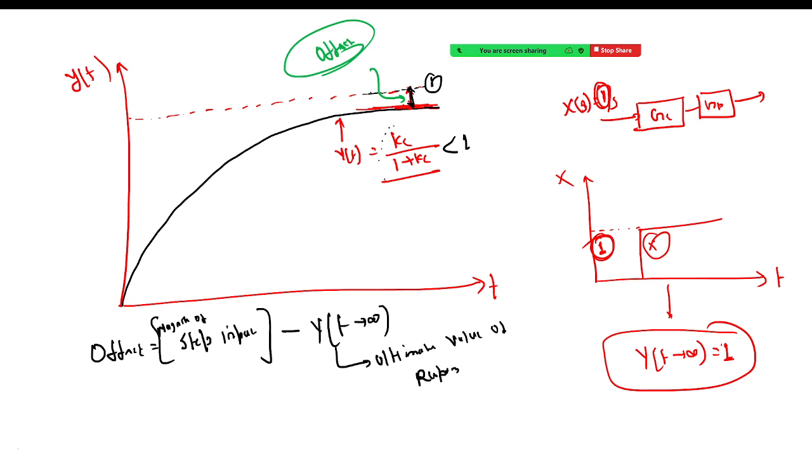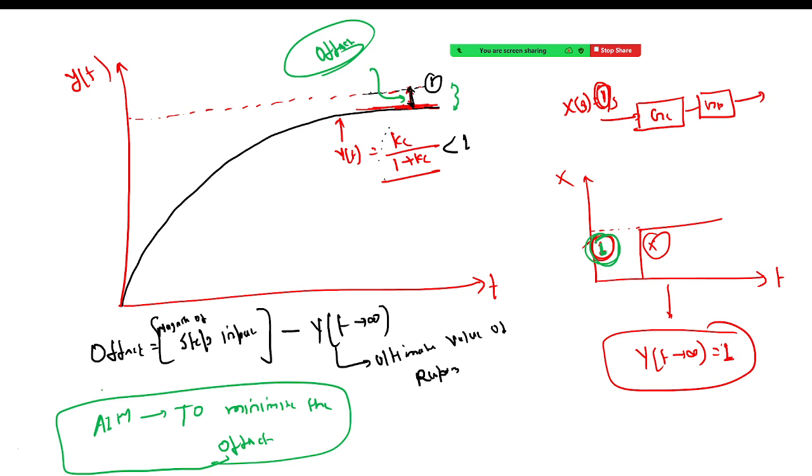So the thing is that our aim is, however much we change the step input, we should get that much output also. So our aim should be to minimize the offset, right? We will learn later on how we can minimize the offset. But right now, just try to understand how we can calculate the value of the offset, right? So now I have defined the offset here: the offset is equal to the change in step input.